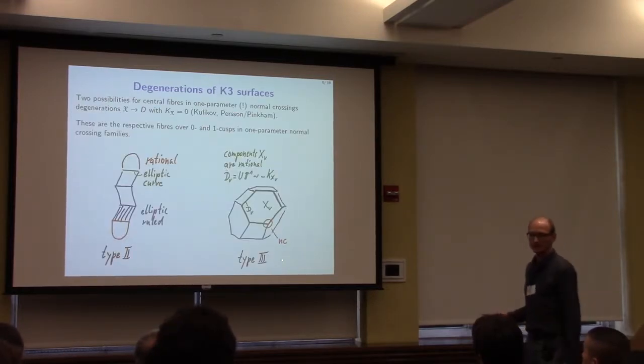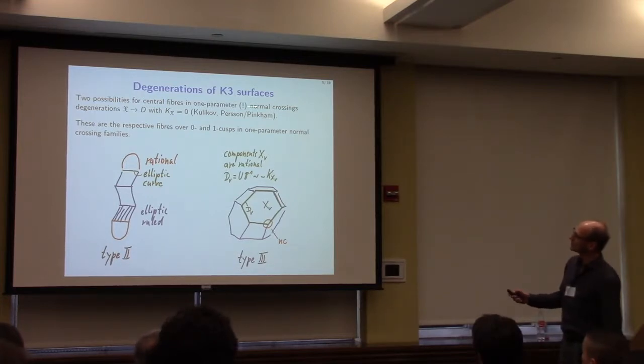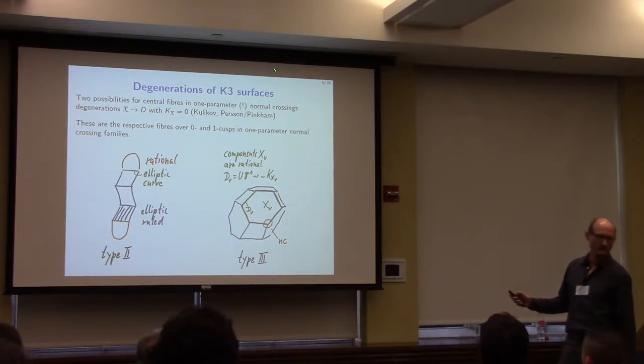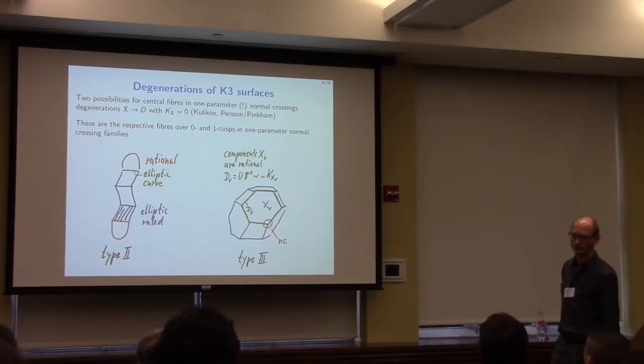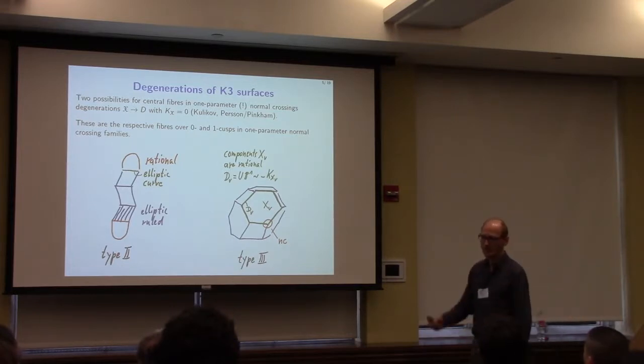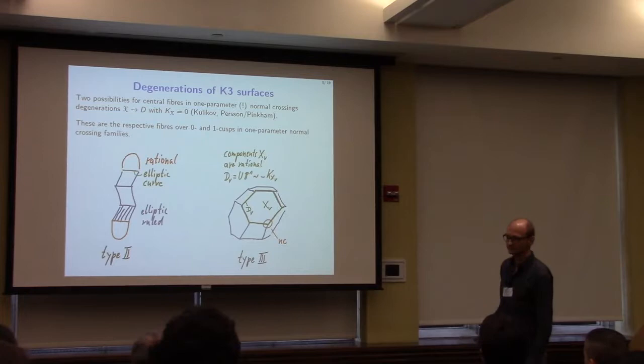Normal crossings. So, right, I should have emphasized here that in this theorem you're looking at normal crossings degeneration. So the total space will be smooth, locally given by xyz equals t at these deepest points.